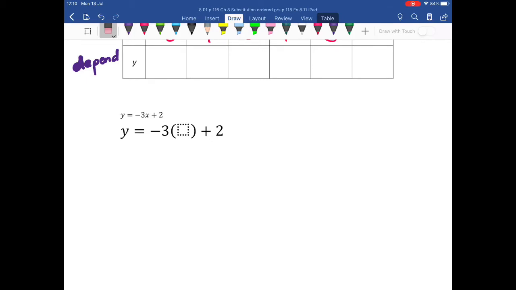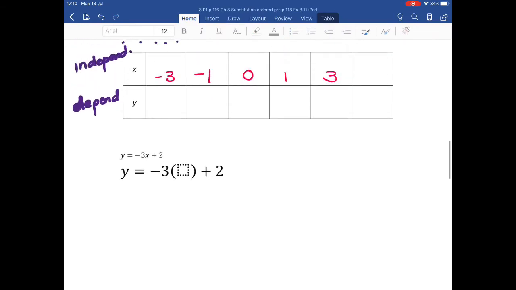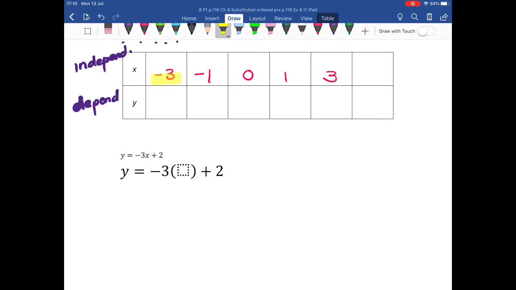So you were told that x is negative 3. Where I see an x, which goes in this block, I'm going to put negative 3. Now all I do is apply the rules of integers. A negative multiplied by a negative is positive. 3 times 3 is 9. 9 plus 2 will give me 11. So that value is going to be 11.